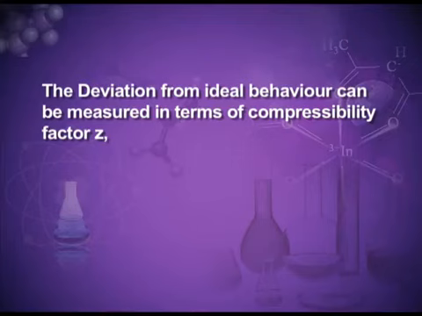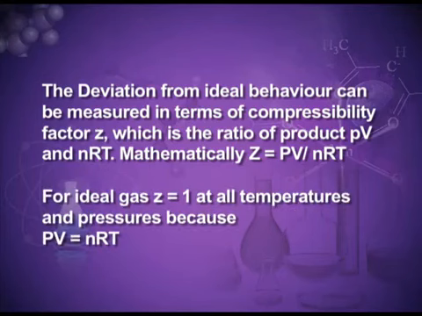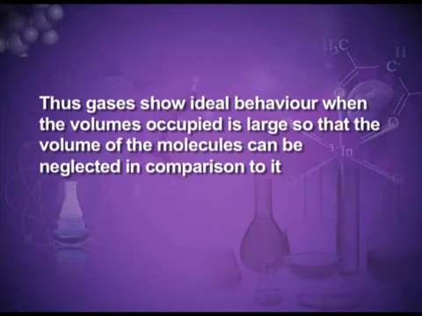The deviation from the ideal behavior can be measured in terms of the compressibility factor Z, which is the ratio of the product PV and nRT. Mathematically, Z is equal to PV upon nRT. For an ideal gas, Z is equal to 1 at all temperatures and pressures, because PV is equal to nRT for an ideal gas. Thus, gases show ideal behavior when the volume occupied is large, so that the volume of the molecules can be neglected in comparison to it.